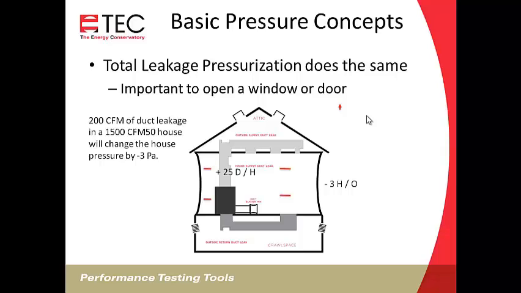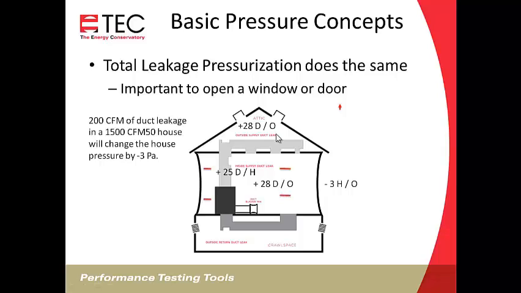And we've got our ductwork. We're bringing our ductwork to 25 pascals. So now our house is at -3 and our ductwork is at 25. So our ductwork to the outside is really at 28 pascals. We're 25 pascals with reference to the house, but the house is at -3. So we're actually at 28, the ducts to the outside.